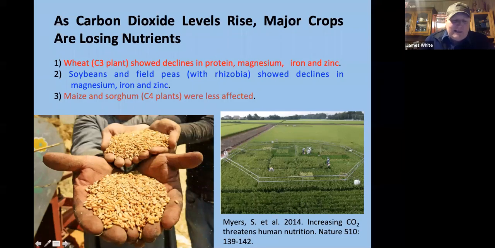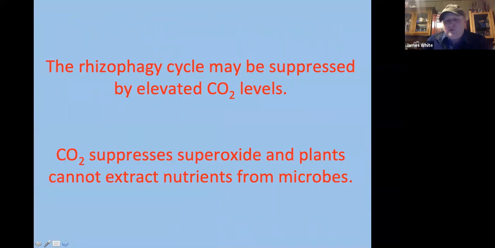Carbon dioxide will inhibit the rhizophagy cycle. What the CO2 does is inhibit superoxide production. So if there is high carbon dioxide in the soil, it will suppress the rhizophagy cycle and the extraction of nutrients from microbes. That will also suppress the capacity of the plants to clone these microbes, increase them, and put them into the soil. So it has negative effects on the rhizophagy cycle and on nutrients in plants.